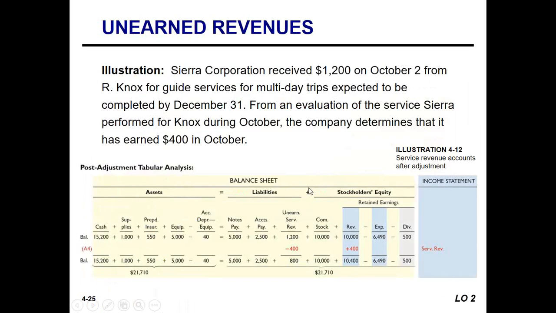Now, if you remember, Sierra had received $1,200 from someone for guide services. Have we completed any of those services? And the answer is yes. We earned $400 of that in October. Customer hasn't yet been billed, but we have earned that revenue. So we're going to decrease our unearned revenue and increase our earned revenue.